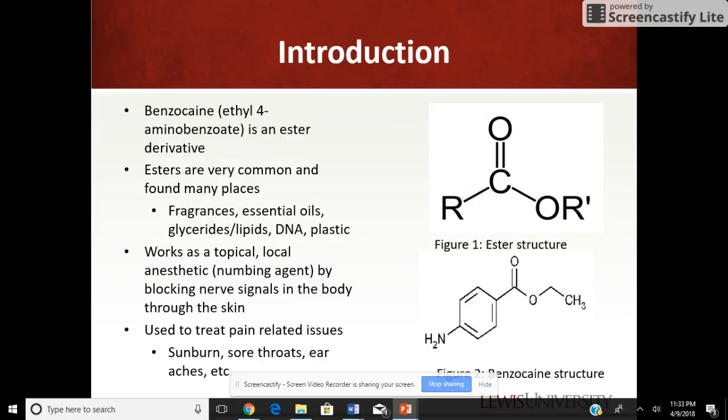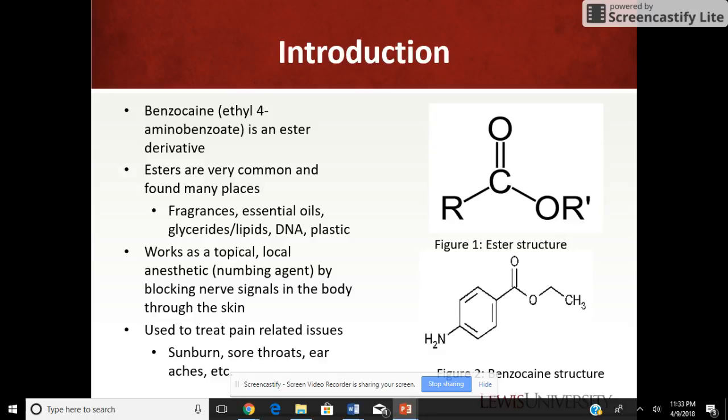So a little bit about benzocaine. The actual name of it is ethyl 4-aminobenzoate. And like I said before, it is an ester derivative. And you can see on the right there that figure 1 is the actual ester structure. Esters are pretty useful in common everyday uses, such as fragrances, essential oils, glycerides, lipids, DNA, plastic.